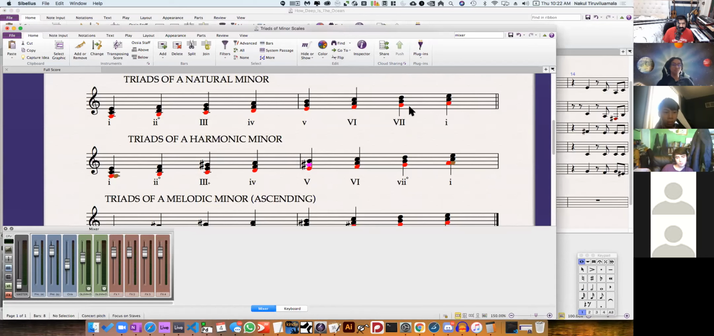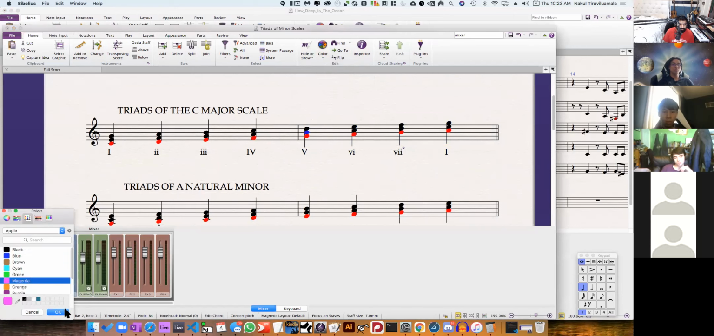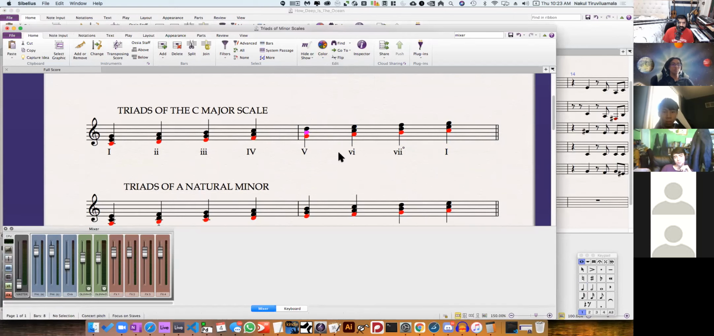Yes, let's take a look at this, right? We have this B, right? This B right here happens to be the leading tone, right? In the key of C major. So I'm going to color that B lavender. Okay. Now, this B happens to exist in the 5 chord.